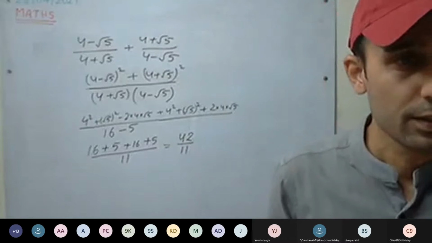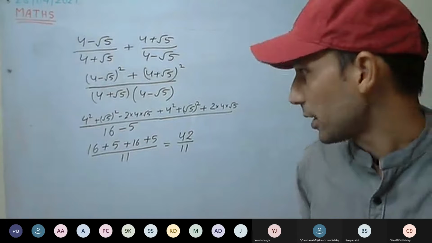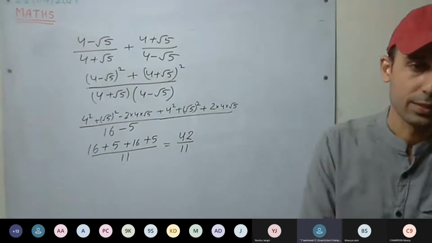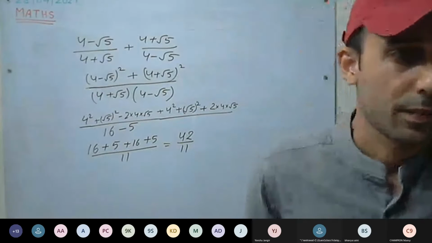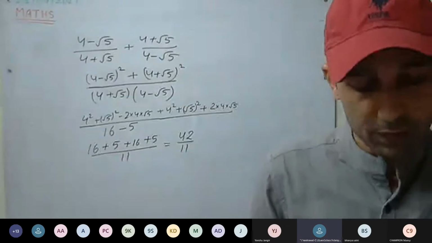You got the answer? Everyone got the answer? See here, while I am solving here, you have to solve in your notebook. Don't copy from the board. Okay? Everyone has solved the 14th? Yes, sir.